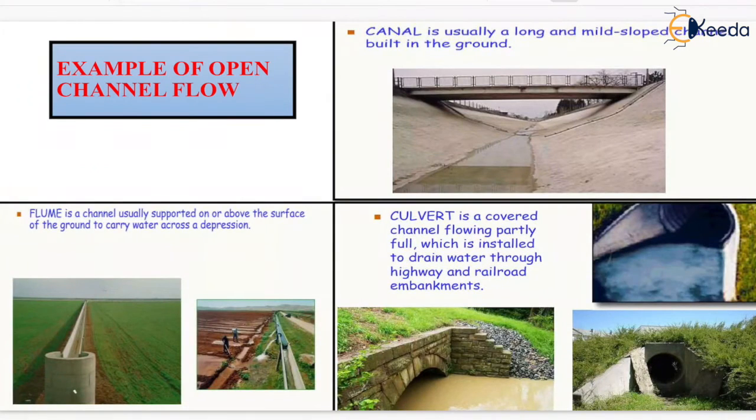Now, the next example is the canal. A canal is usually a long and mildly sloped channel built in the ground, which is shown here. Next is the flume. A flume is a channel usually supported on or above the surface of the ground to carry water across a depression, which is shown here. Next is the culvert. A culvert is a covered channel flowing partially full, which is installed to drain water through highway and railroad embankments, which is shown here, here and here also.